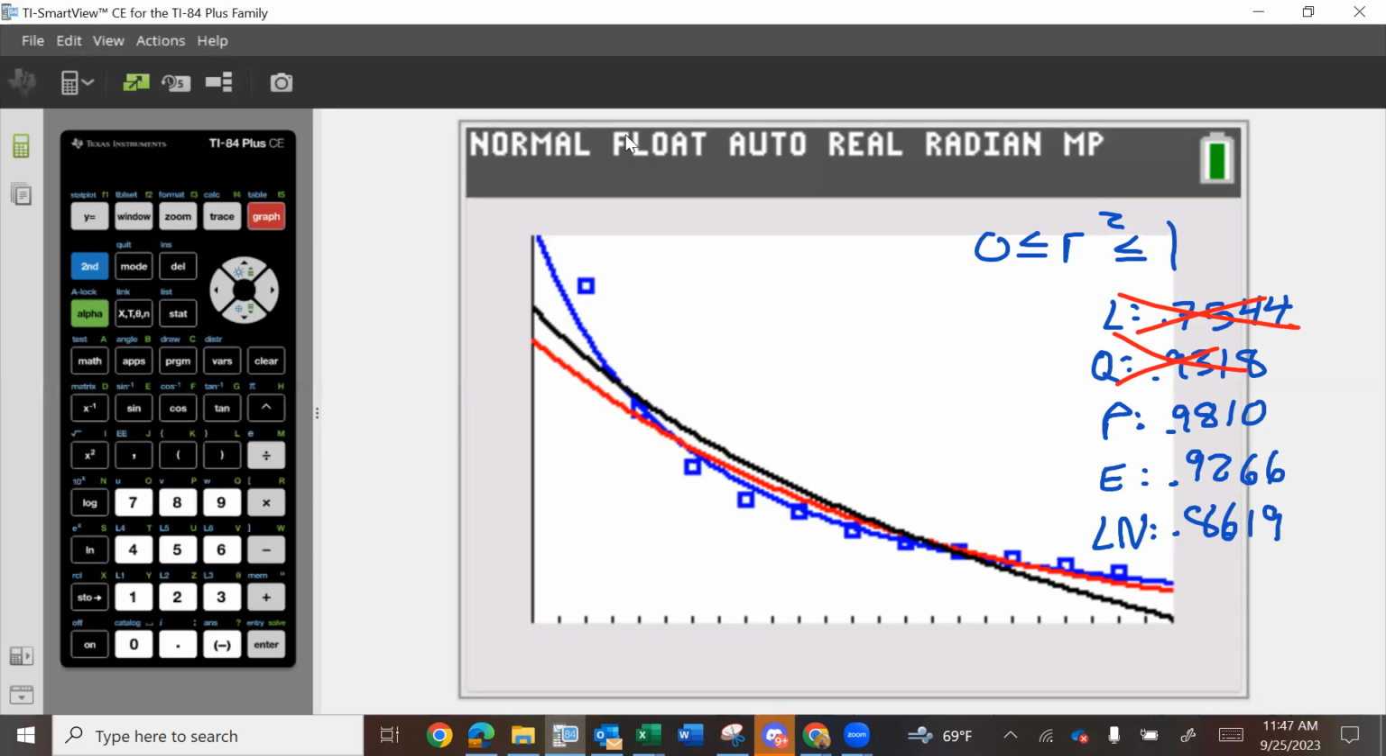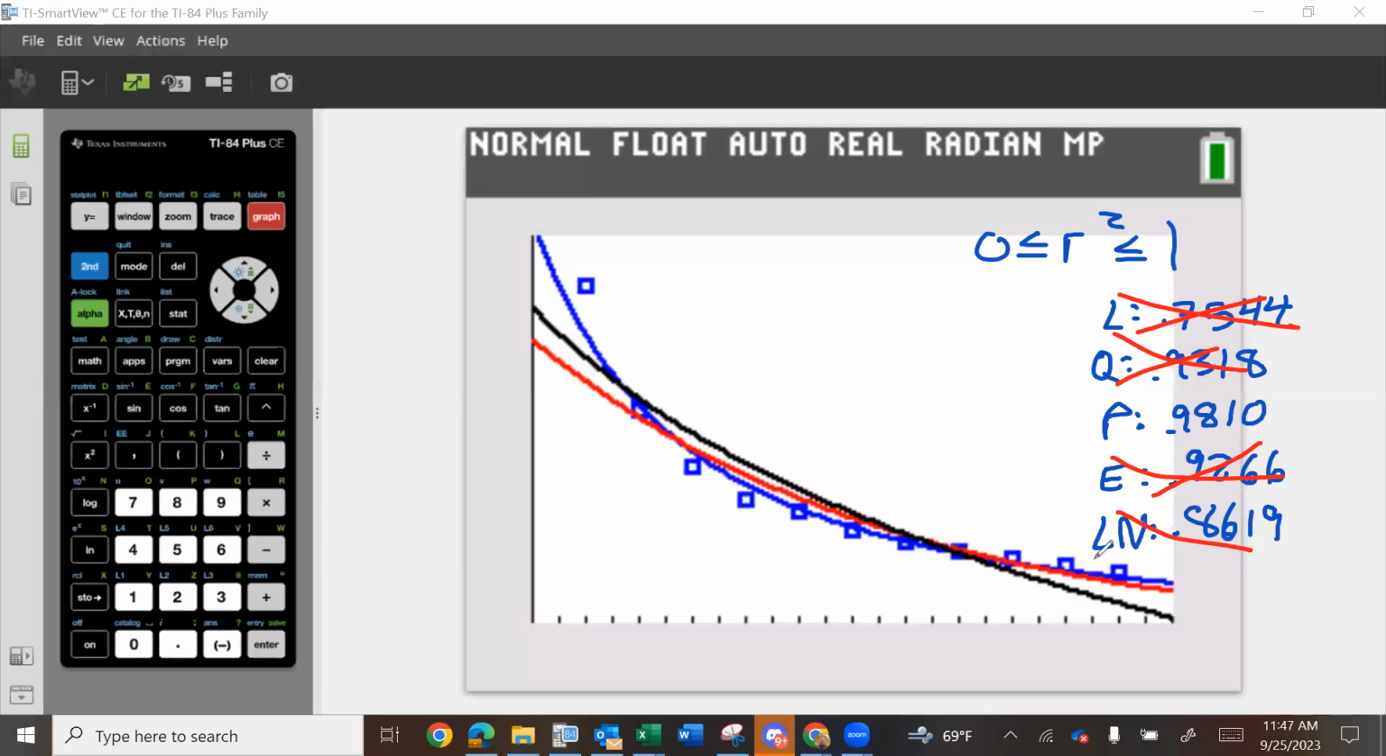So I'm going to go with power model as our function to represent this scenario.